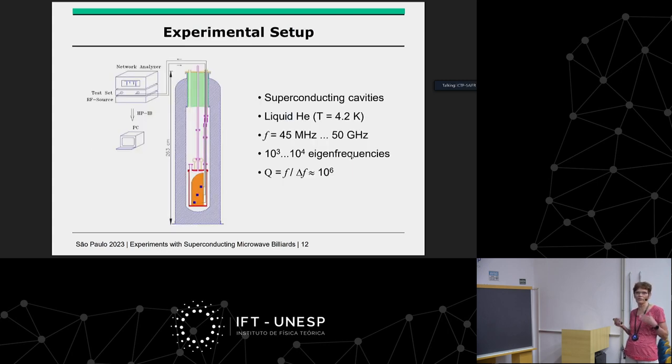To get it superconducting, it's either made from niobium, which is superconducting at liquid helium temperature, or you can take a brass cavity and cover it with lead, and then you also have a superconducting cavity at liquid helium temperature. The cavity, a cylindrical box, was put into the cryostat, which was filled with liquid helium. It was cooled down to 4 Kelvin, and we reached quality factors even higher than 10^6 in some cases.